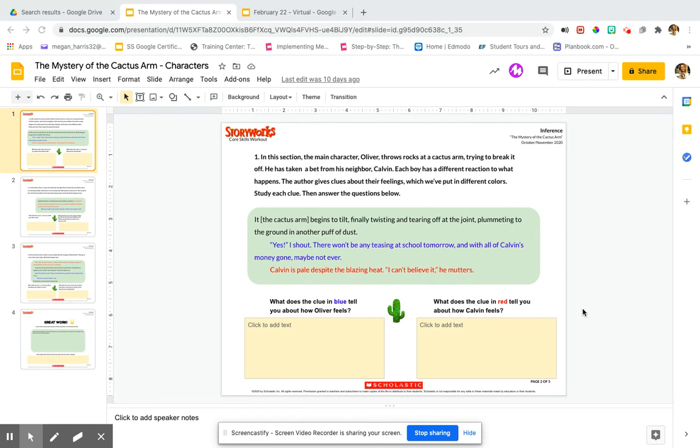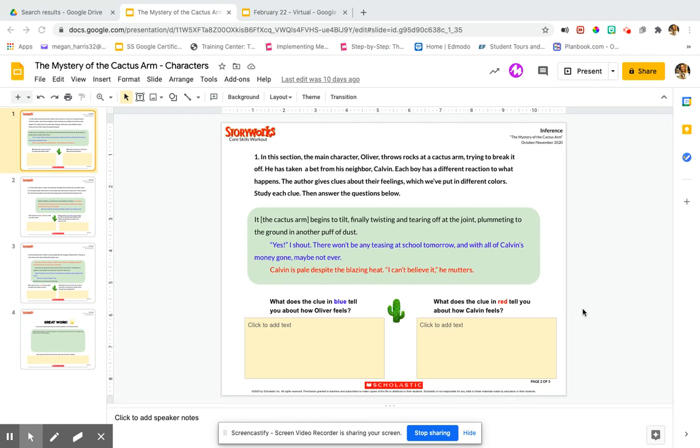So in this section here, it was when Oliver was throwing rocks at the cactus, trying to break him off. Calvin, remember, bet him the $15. And we're trying to figure out here how Oliver is feeling and how Calvin is feeling. The blue is going to help us with Oliver. The red is going to help us with Calvin.